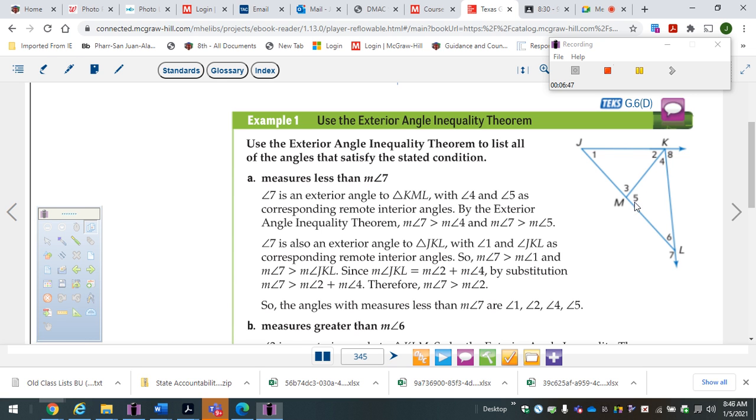So what do we know about these two right here? Well, those are the ones that add up to give you that one, right? So we're going to say that angle 7 is an exterior angle to triangle KML, with angles 4 and 5 as its corresponding remote interior angles. By the exterior angle inequality theorem, we know that this one is greater than that one and that one. And that's what it says right there. Pretty cool. What do y'all think about that one?